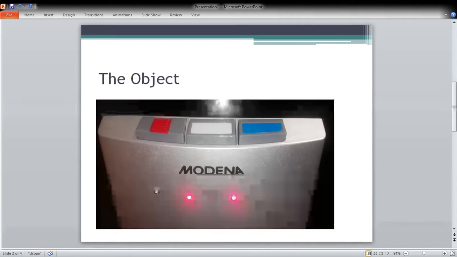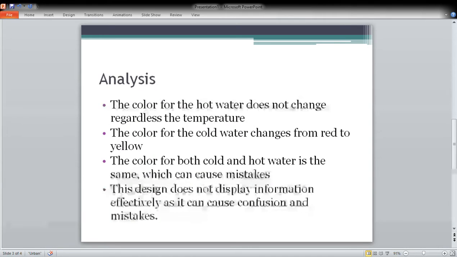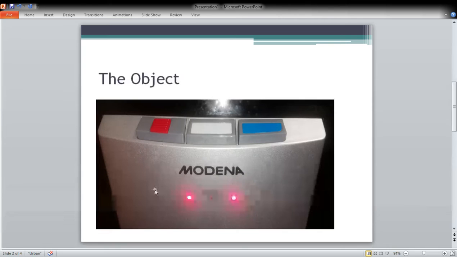The next is the color for the cold water changes from red to yellow. When you turn on the cooling water, the cold water lamp immediately turns red, and then after a while it will turn yellow.